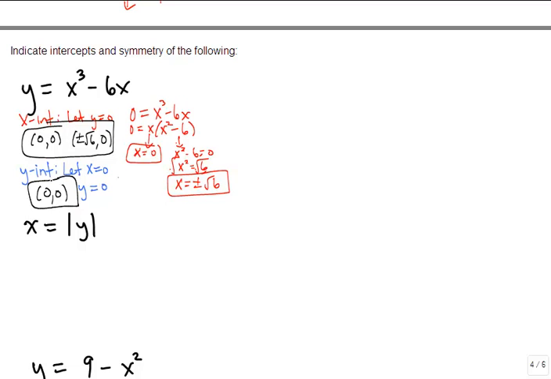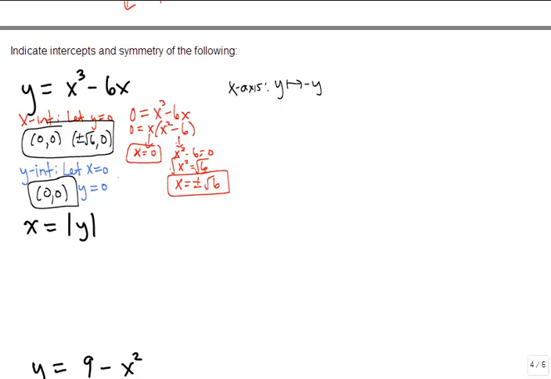Okay, so we know our intercepts. Now let's determine our symmetry. To figure out your symmetry, you need to apply all 3 tests and determine whether or not they're true. So let's start with x-axis symmetry. The test for that is to replace the y with the opposite of y. So if you want x-axis symmetry, it's the y that you're changing.